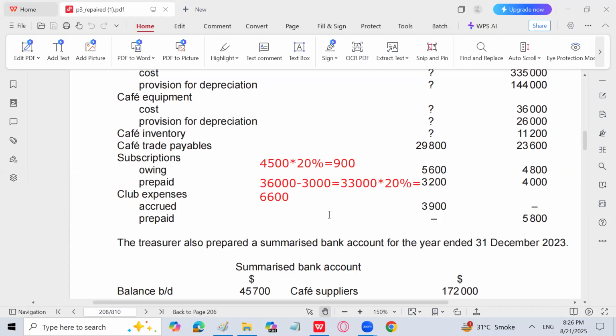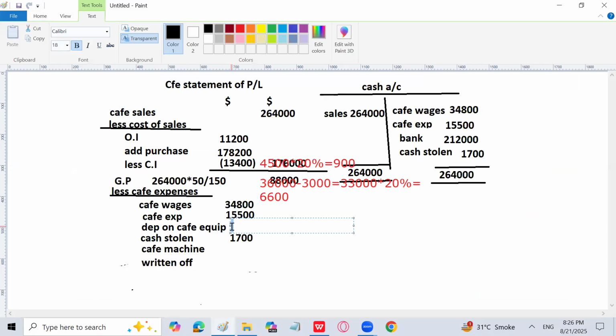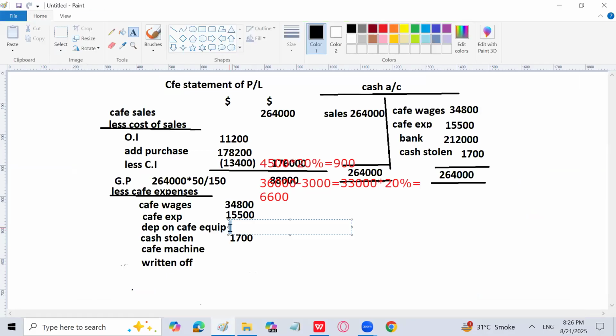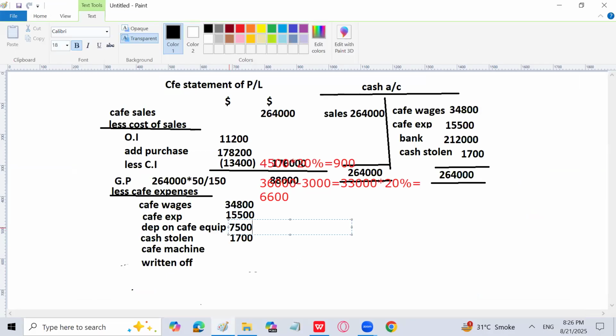Okay, now 6,600 plus 900 will become 7,500. So depreciation on cafe equipment is going to be 7,500, and I will write it over here, 7,500.